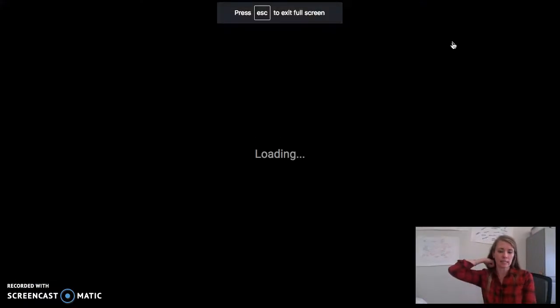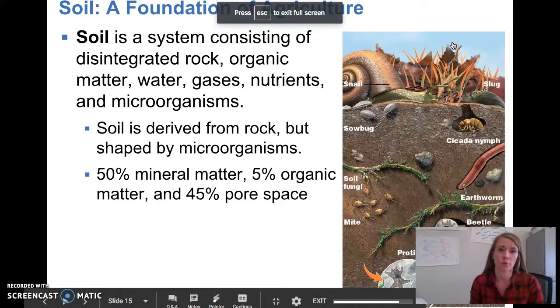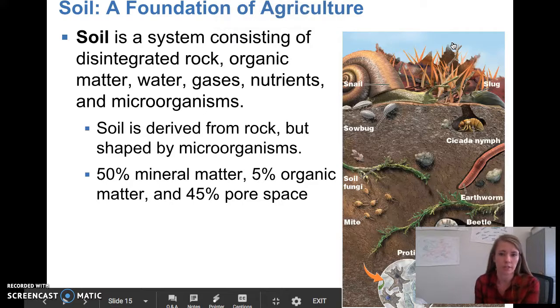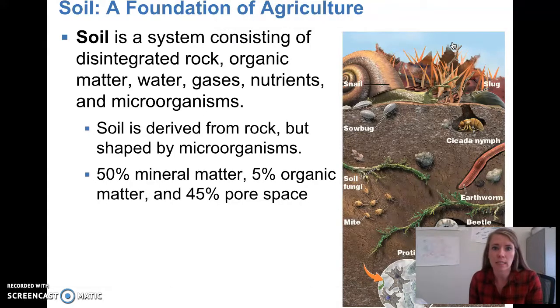Alrighty, so then we get to lesson 9.2, which talks specifically about soil and how it's the foundation of agriculture. Soil by definition is a system consisting of disintegrated rock, organic matter, water, gases, nutrients, and microorganisms. So soil is derived from rock, meaning that it comes from rock of some sort, but it is shaped by microorganisms. Most soil is made up of 50% mineral matter, that would be the rock, 5% organic matter, living things, and 45% pore space.